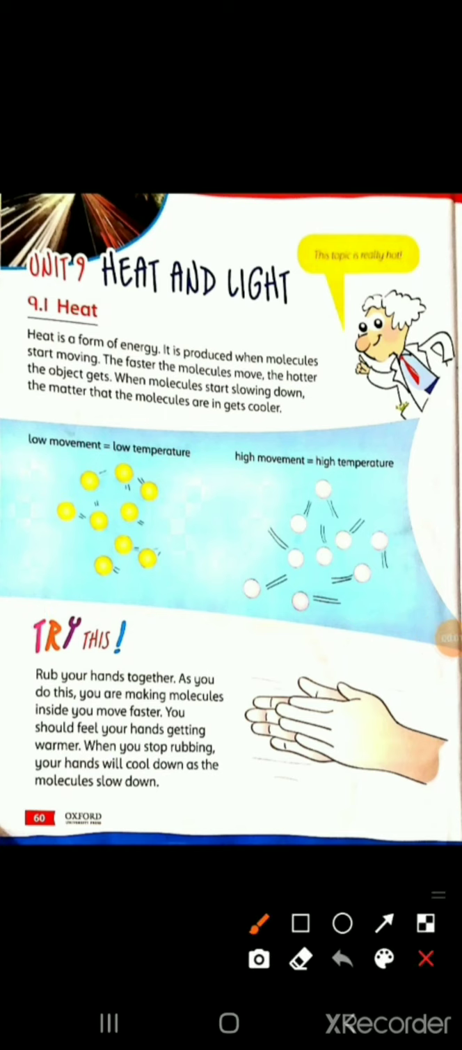Okay, first, we are going to read this paragraph. All of you put your fingers. Heat is a form of energy. It is produced when molecules start moving. The faster the molecules move, the hotter the object gets. When molecules start slowing down, the matter that the molecules are in gets cooler.